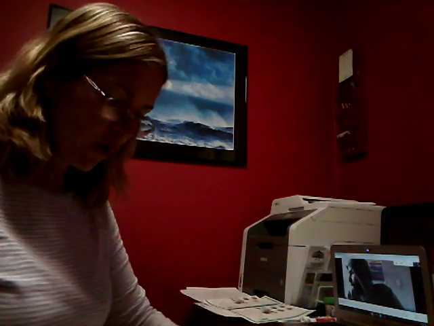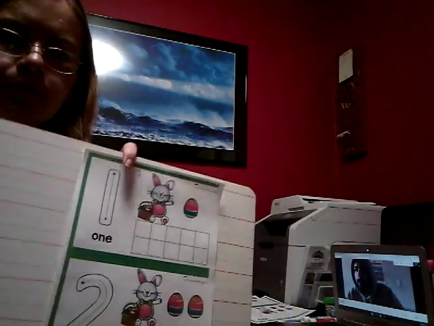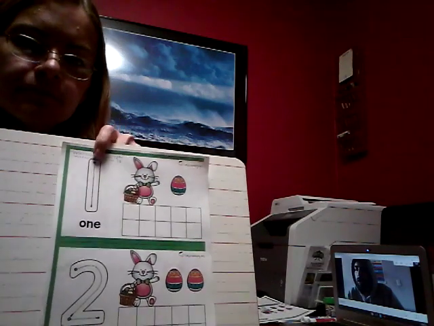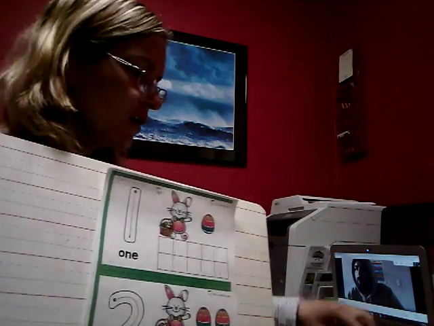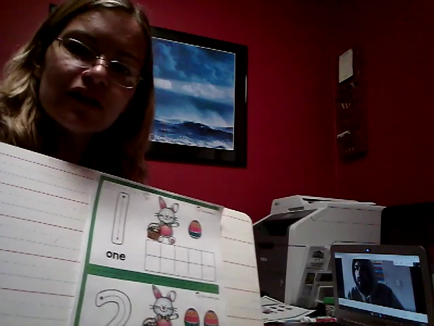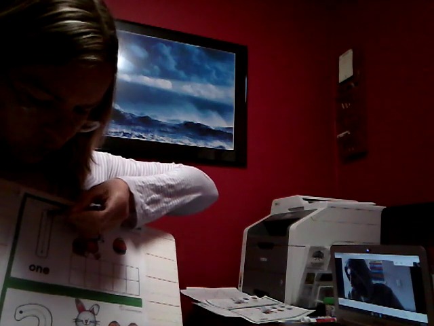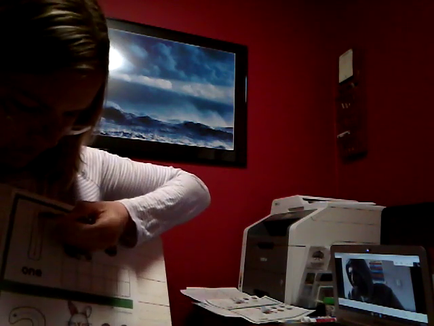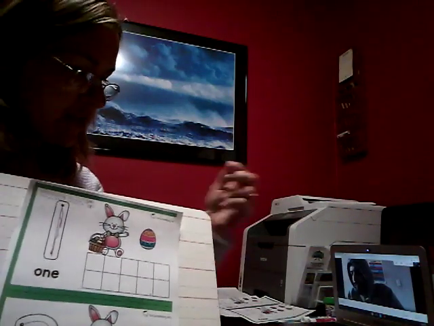All right, so what we're going to do is 1 and 2 with you. So the first number here is the number 1. You are going to trace the number. Straight line. Whoop. Straight line. And then you are going to color in one box.